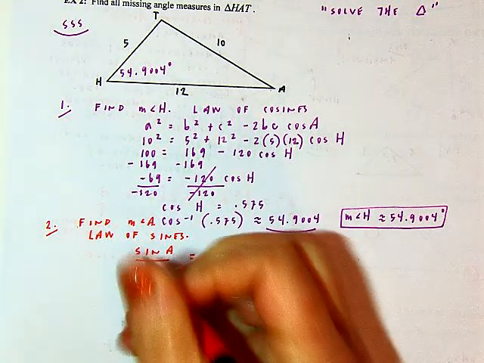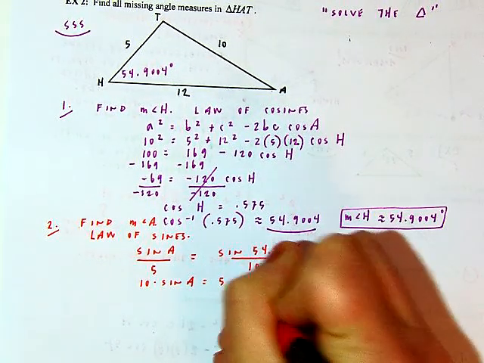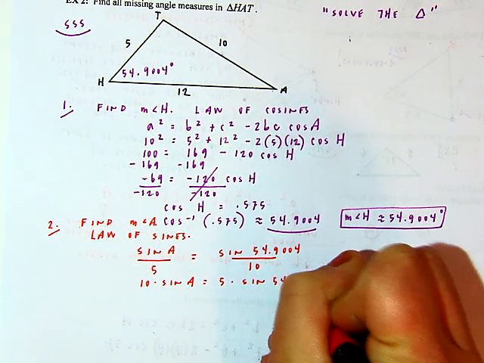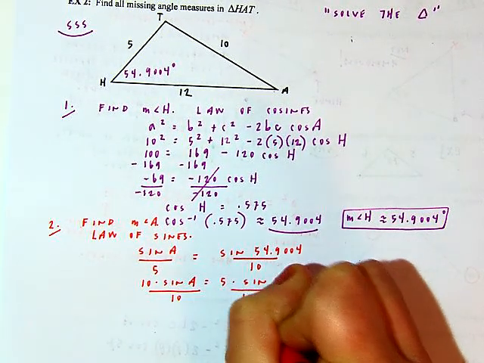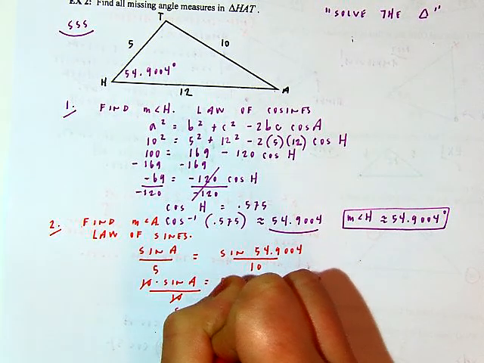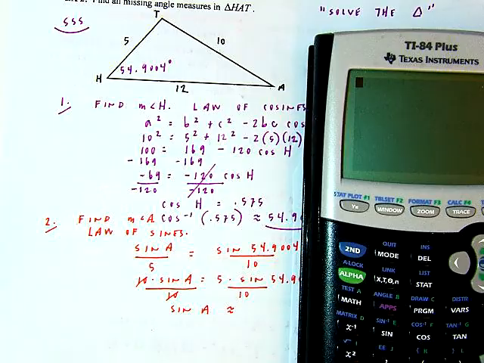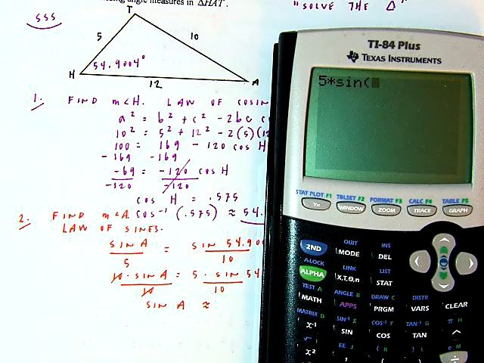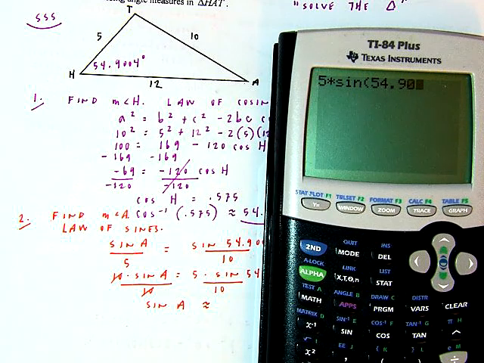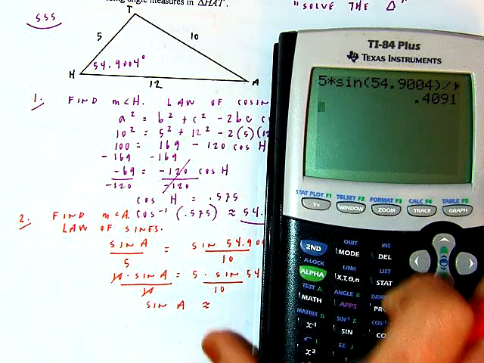So now I cross multiply. So 10 times sine A equals 5 times sine 54.9004. And then I'm just dividing away the 10. So sine A will be approximately, let me type that in. So here I'm looking at, slide that over, 5 times sine 54.9004. And then I'm going to divide that by 10. All right, so my ratio is about 0.4091.